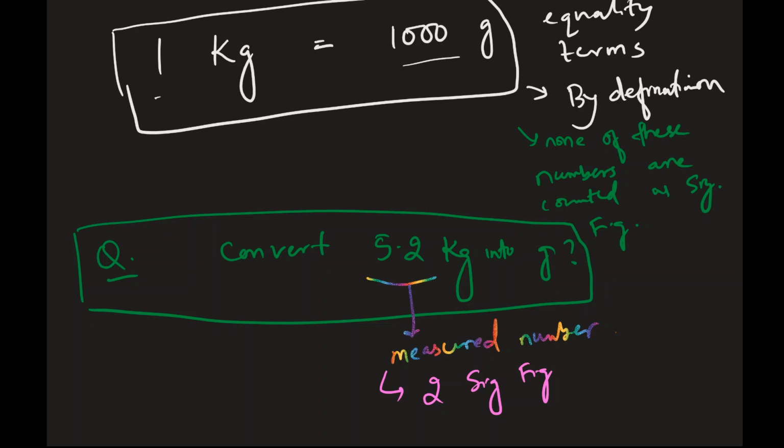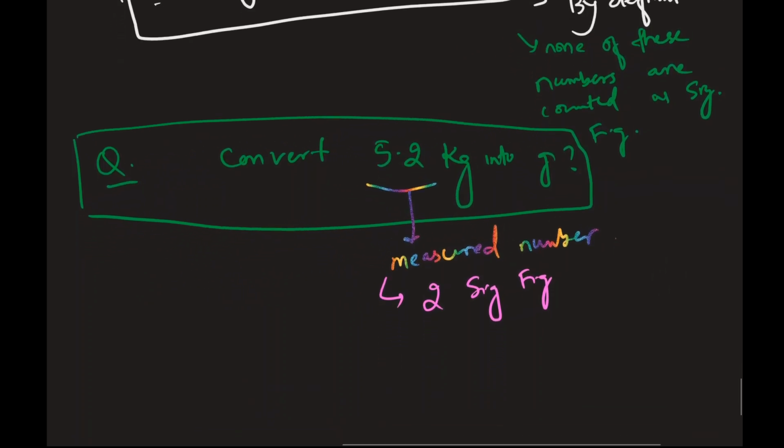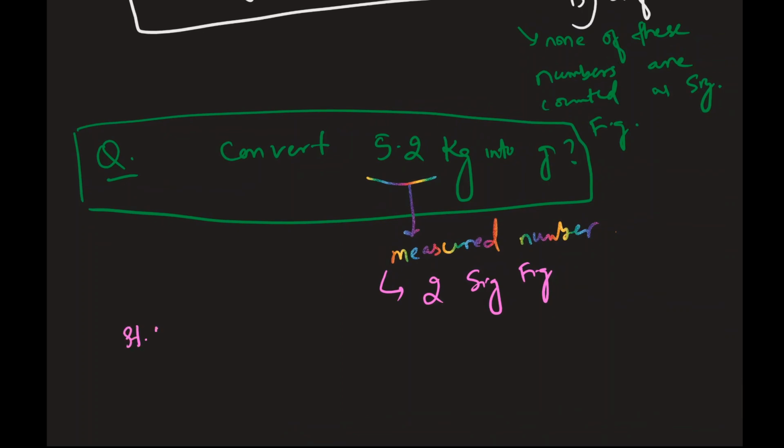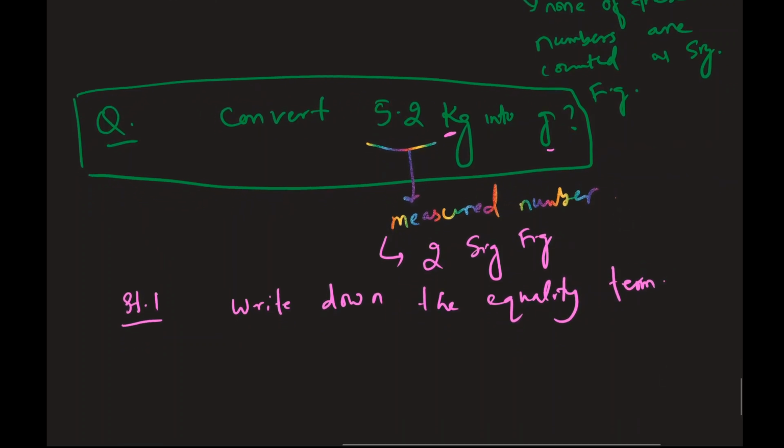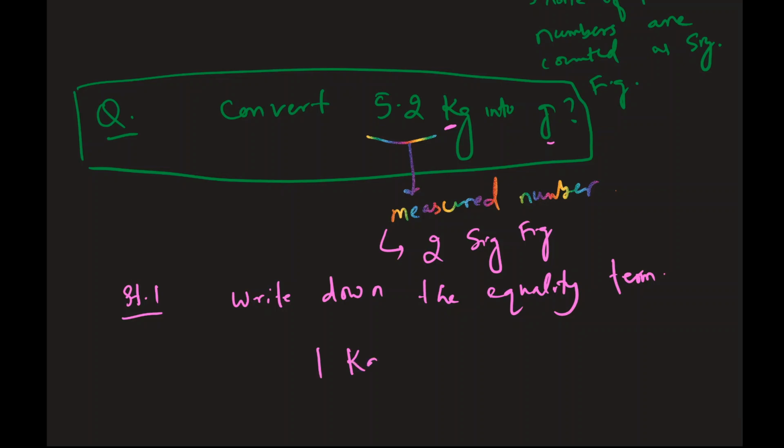So now you have to convert 5.2 kilogram into how many grams, right? How can we do this? Step 1, write down the equality terms. What is the equality term? You want to convert kilogram and gram, so the equality term is 1 kilogram equals 1000 gram. That is our equality term.